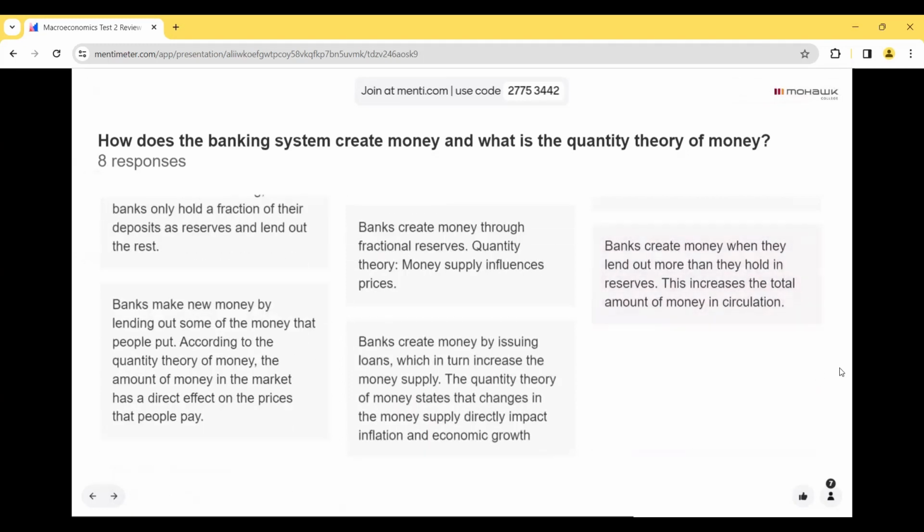Banks create money when they lend out more than they hold in reserves. This increases the total amount of money in circulation. Banks make new money by lending out some of the money that people put in.